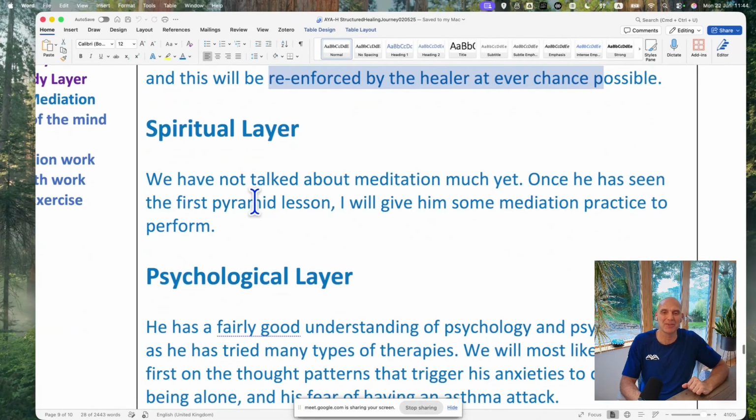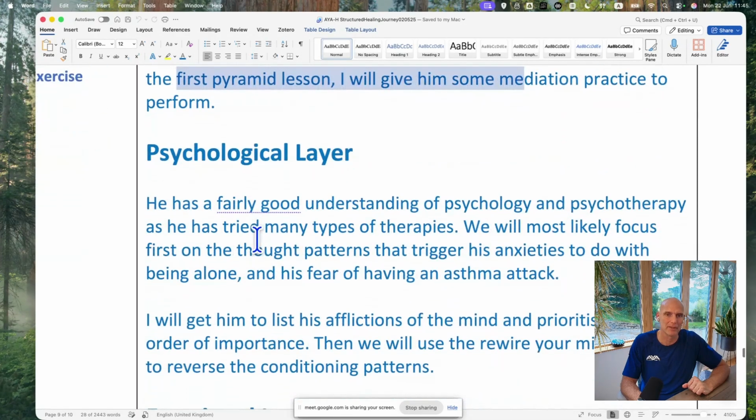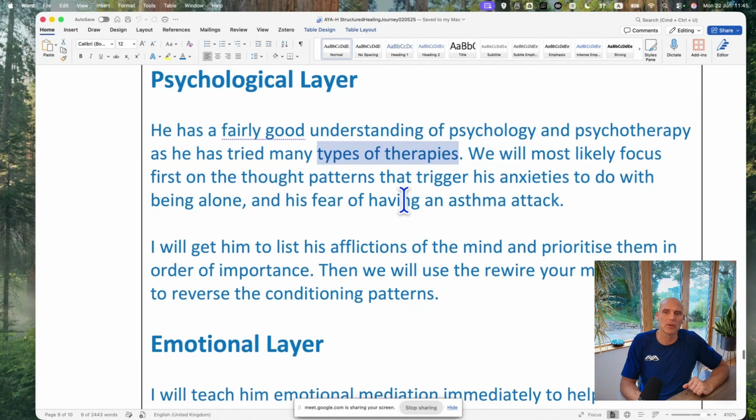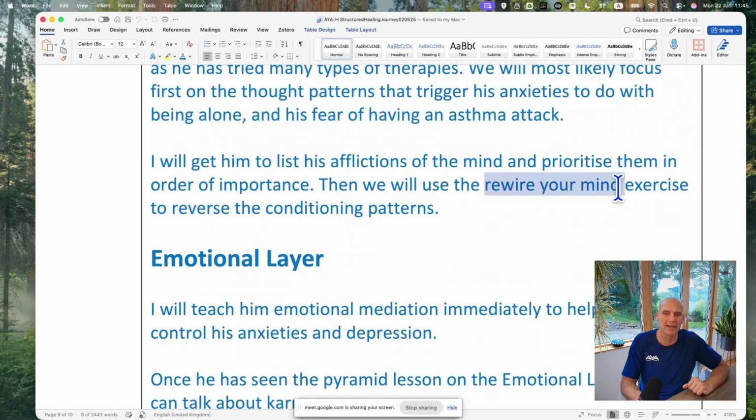Spiritual layer, well, we haven't really talked about meditation much yet. So maybe after the first pyramid lesson that he's seen, we'll give him some meditation practice to do. Psychological layer. So he's got a fairly good understanding of psychology and psychotherapy because he's tried all sorts of different types of therapies. So what we'll probably do is get him to write his list of afflictions of the mind and prioritize them and get him to focus on those thought patterns that trigger his anxieties. And that's all to do with being alone and fear of having an asthma attack. And we'll use the rewire your mind exercise as part of that process to reverse those conditioning patterns.